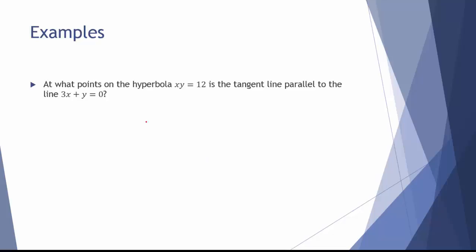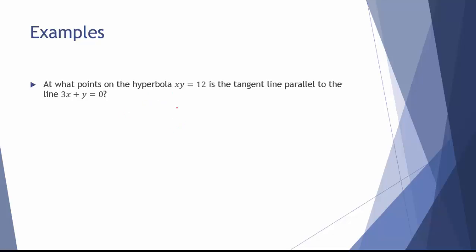Okay. So we're talking about a hyperbola, xy equals 12, and we're talking about a tangent line to that hyperbola, which means we're probably going to need to involve a derivative. If we need to take the derivative of x times y equals 12, that's not quite the same form we have seen this written in.